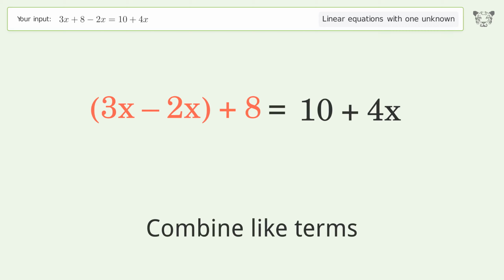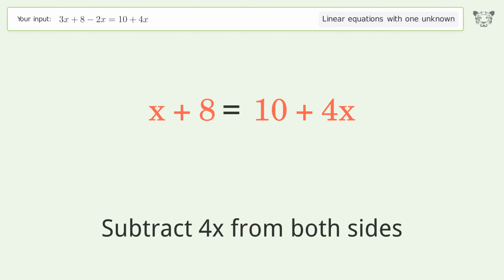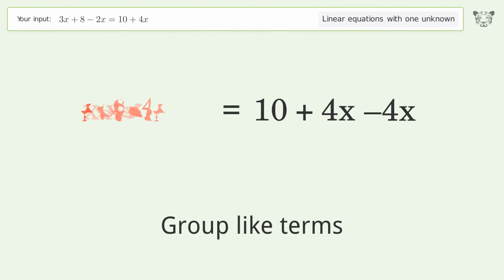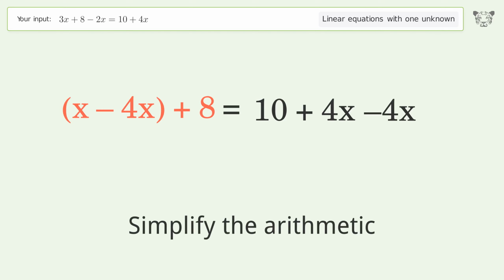Combine like terms. Group all x terms on the left side of the equation. Subtract 4x from both sides. Group like terms. Simplify the arithmetic.